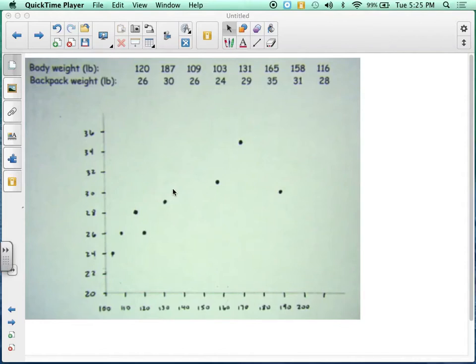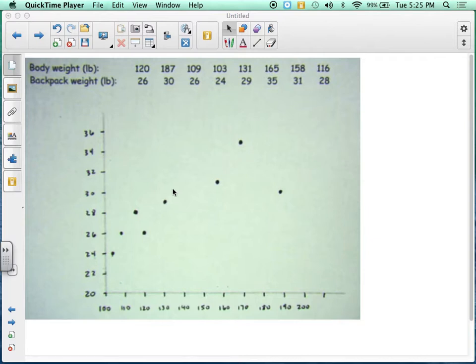Okay, ladies and gentlemen, this is body weight versus backpack weight. I'm going to go over on the Casio how to do a residual plot as well as conduct a LSRL. Okay, first thing you have to do is make sure your data is put in the calculator.